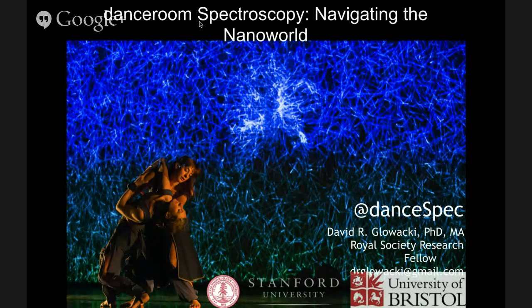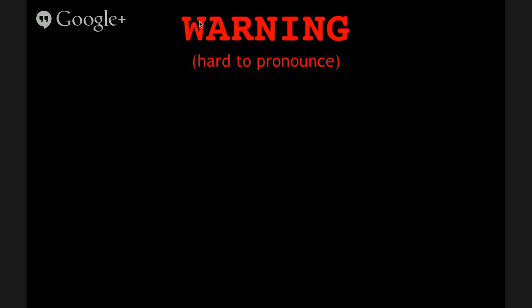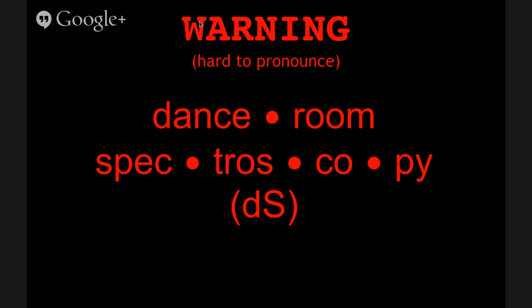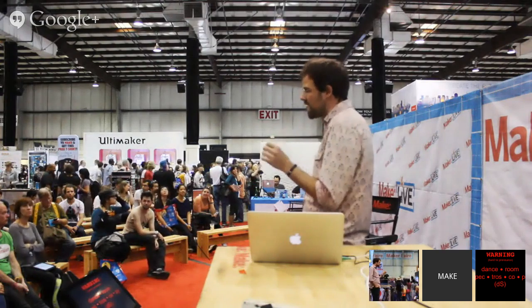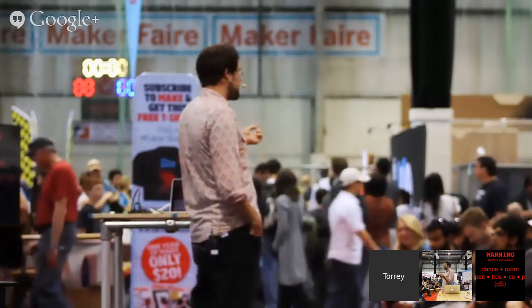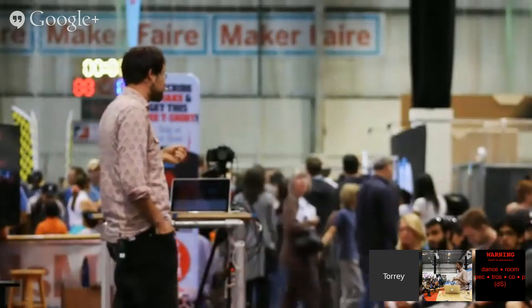A little bit of a warning before I start: the name of the technology that we've developed to give people this experience has a complicated name. It's called danceroom. That's easy, but the hard word is spectroscopy. People a lot of times see this and call it all kinds of funny variations. The word is spectroscopy, and it has a pretty easy definition: it literally means the use of light to obtain information about matter.